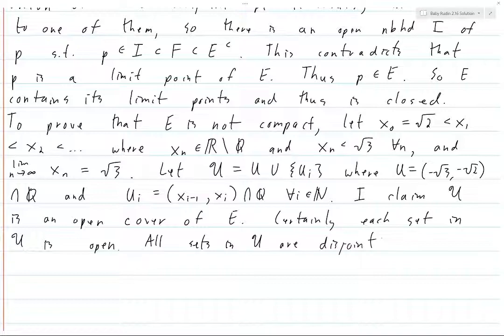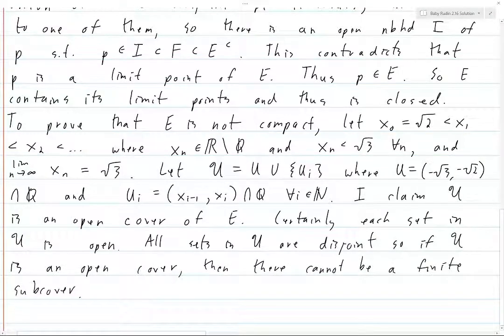So if U is an open cover, then there cannot be a finite subcover. In fact, because these sets are disjoint, if you remove any one of these sets, every point that was in that element of fancy U is not going to be covered by anything else in fancy U, and thus you will no longer have a cover. So therefore, this part is proving that there is no finite subcover. That part's actually easy.